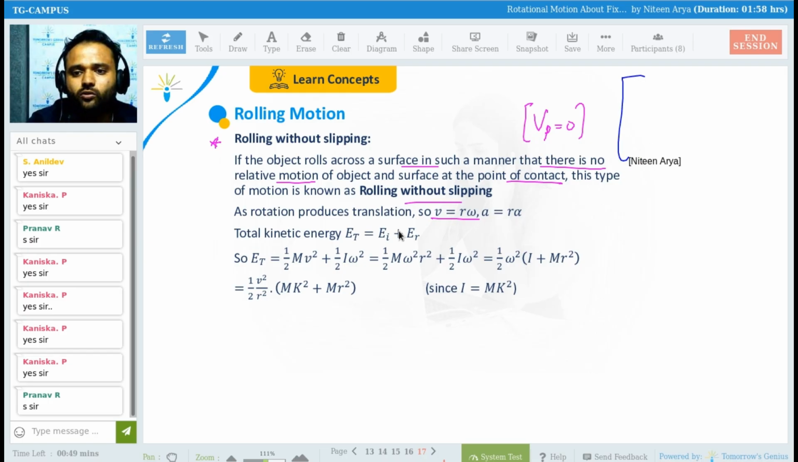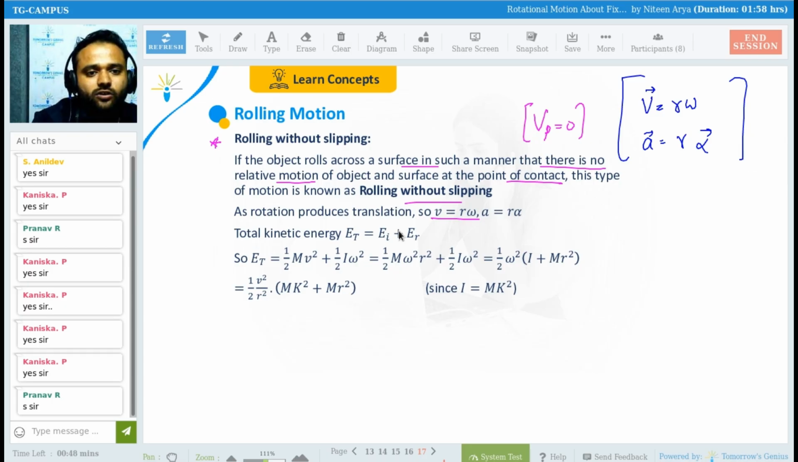As we already know, the relation v = rω means linear velocity equals r, the radius of rotation, times angular velocity, and linear acceleration is nothing but r into α, where α is angular acceleration. Then the total kinetic energy of a body is translational plus rotational, half mv² plus half Iω². Putting all the values together, the total kinetic energy is going to be the important thing.